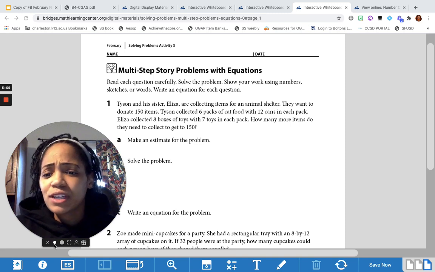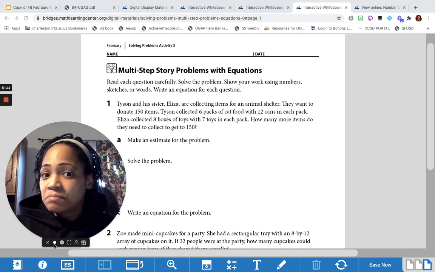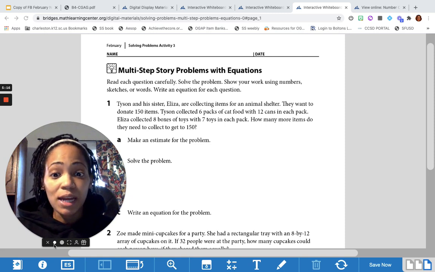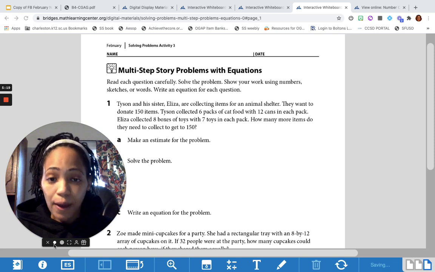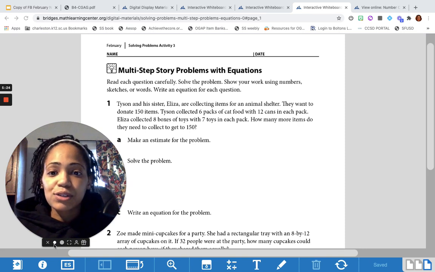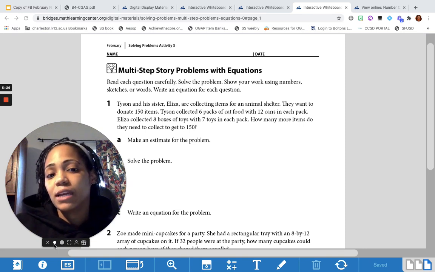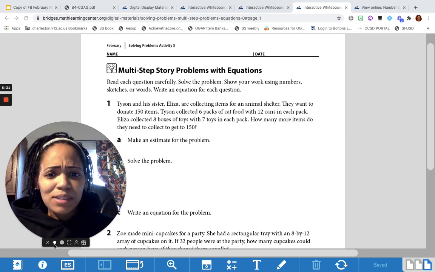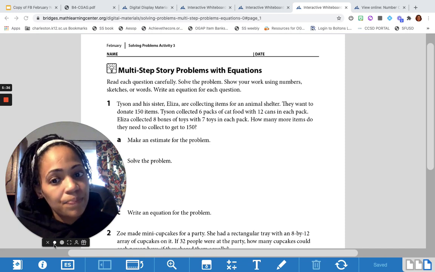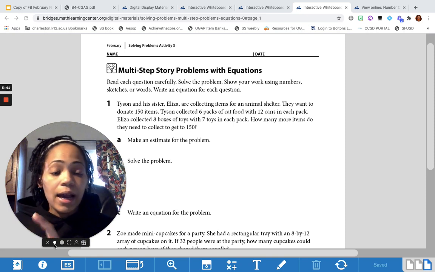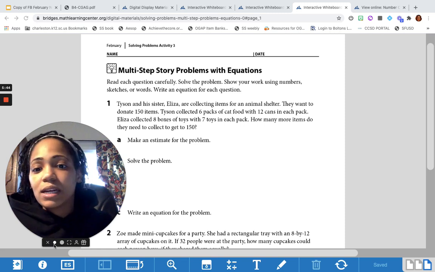It says, read each question carefully, solve the problem, show your work using numbers, sketches, or words, and then write an equation for each question. So I'm going to read the first question for you. Follow along. Tyson and his sister, Eliza, are collecting items for an animal shelter. They want to donate 150 items. Tyson collected 6 packs of cat food with 12 cans in each pack. Eliza collected 8 boxes of toys with 7 toys in each pack. How many more items do they need to collect to get to 150?